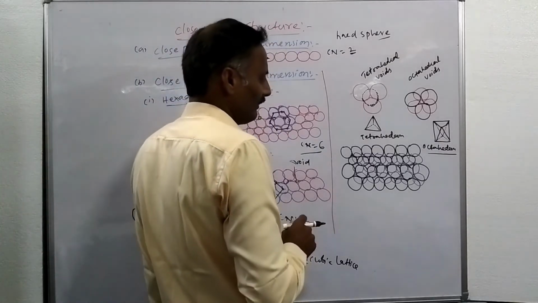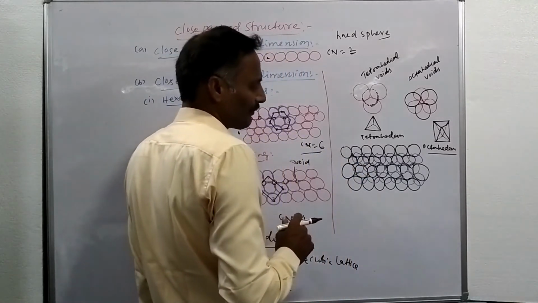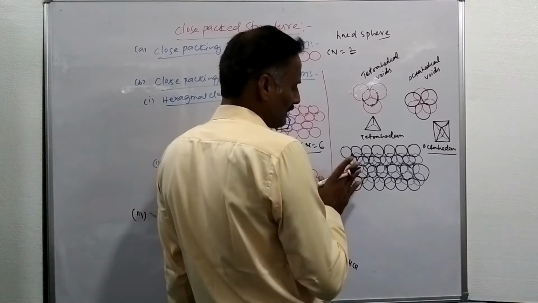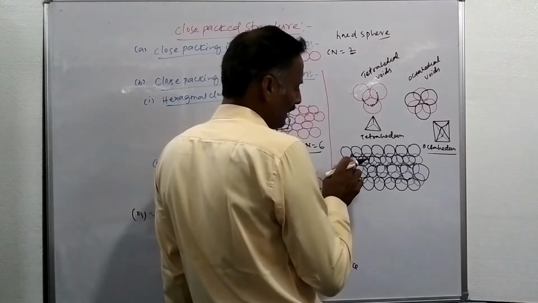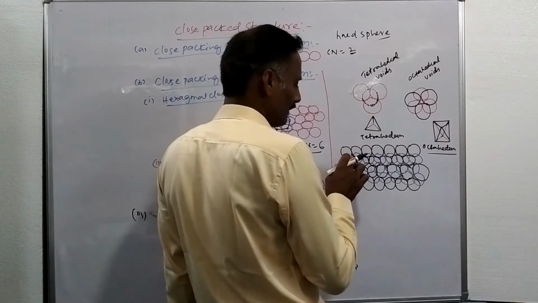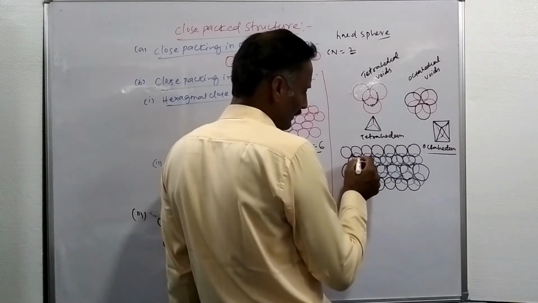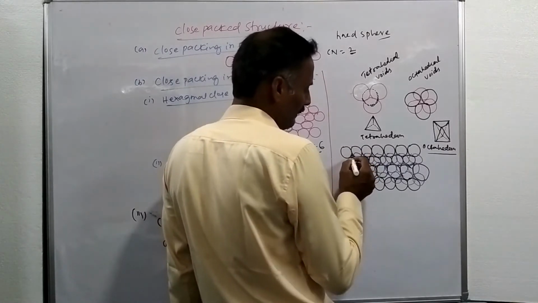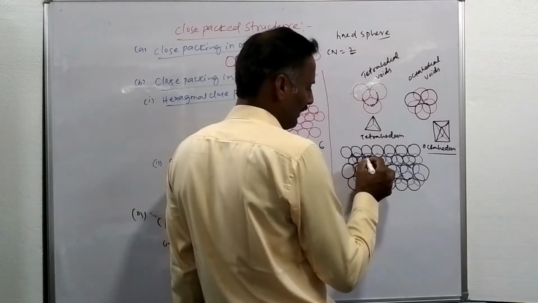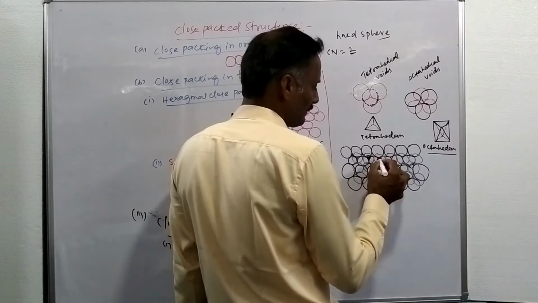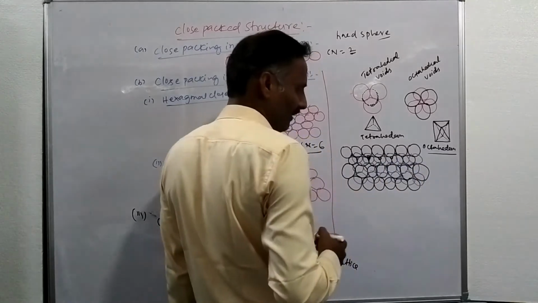Similarly, if you place a second layer on the first layer, it generates 2 types of voids. If you place the second layer on the depressions of the first layer, some tetrahedral voids in the first layer are generated. This is called a tetrahedral void, and this is called an octahedral void. Like that, it generates octahedral voids as well as tetrahedral voids.